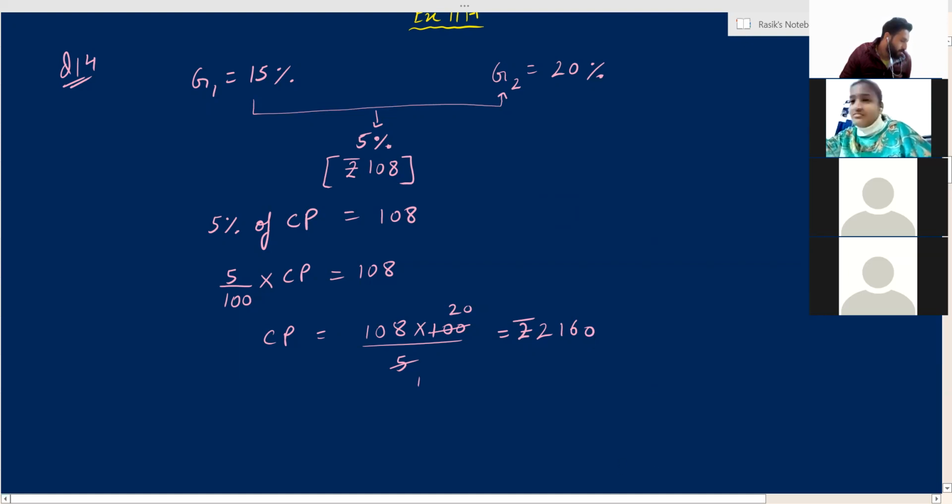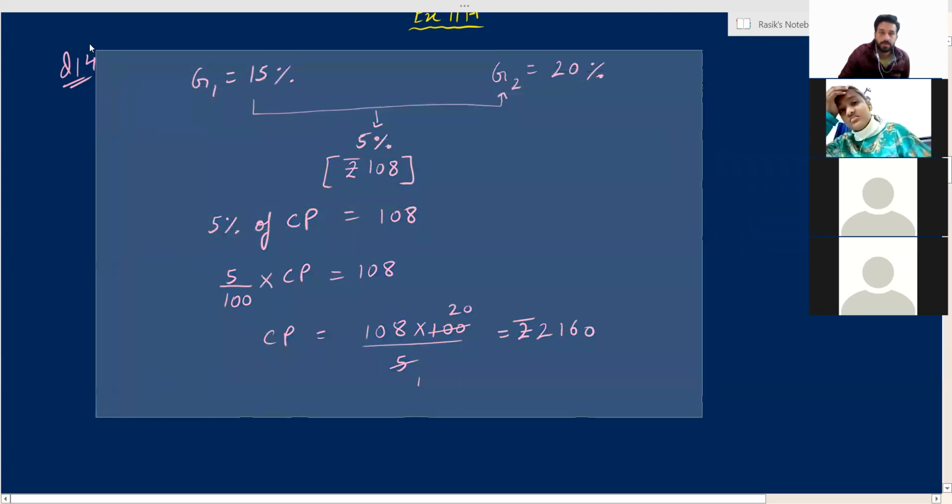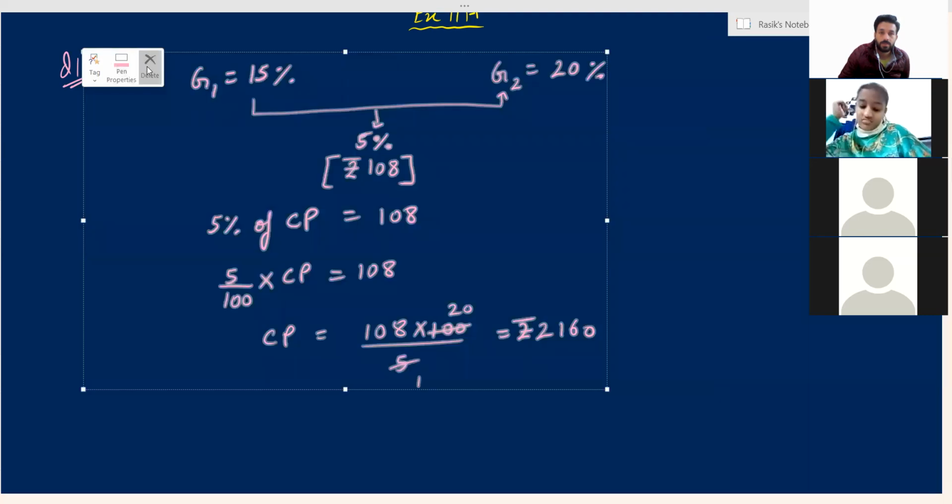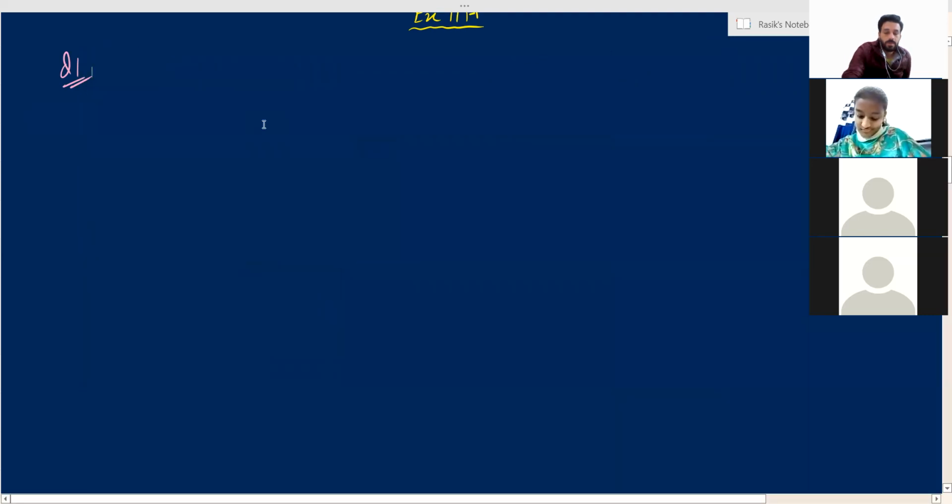Let's start with question number 15. 15 is on the same concept, but a little different from this one. So we are going to do it. A small difference is there. Question number 15. Sandeep sold a television at a loss of 8%.